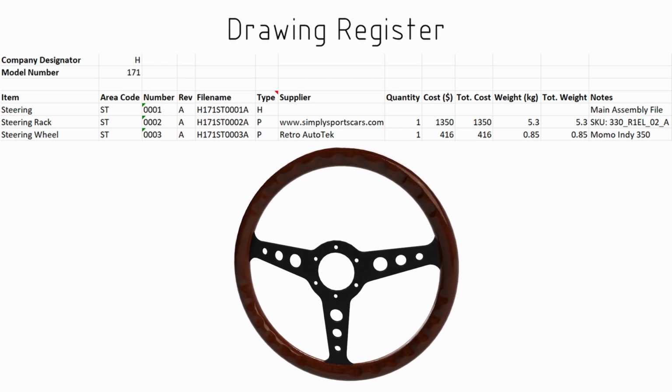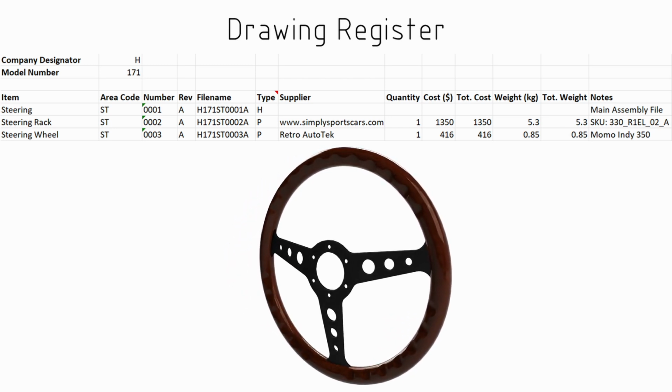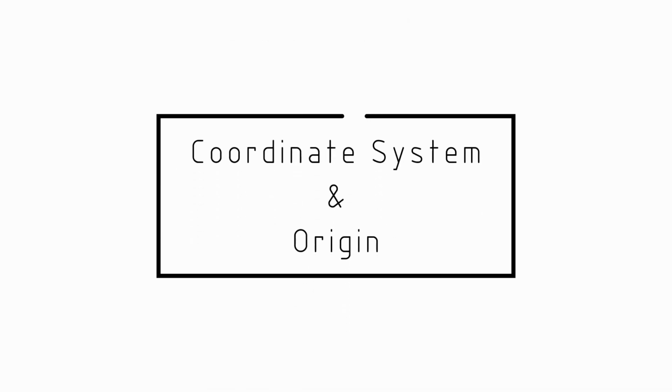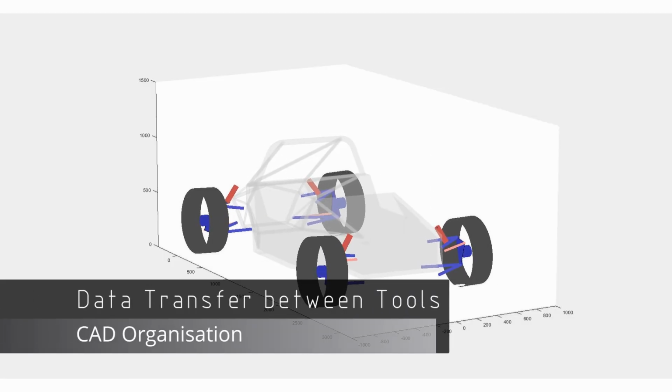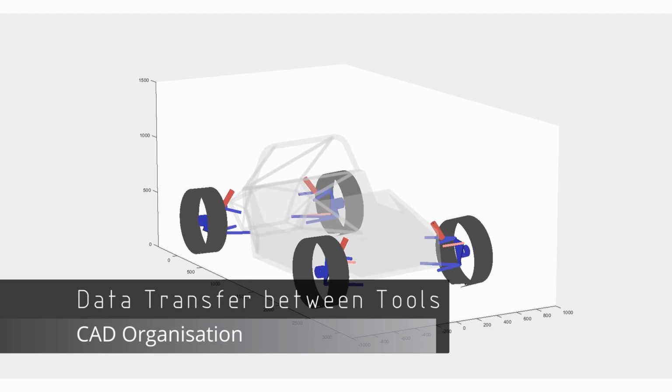Another thing that I need to consider with the model is what sort of coordinate system I'm going to be using and what origin I'm going to be defining for the vehicle. This is particularly important because I'll be using the CAD model data for things like our suspension simulation and some of our vehicle dynamics calculations.